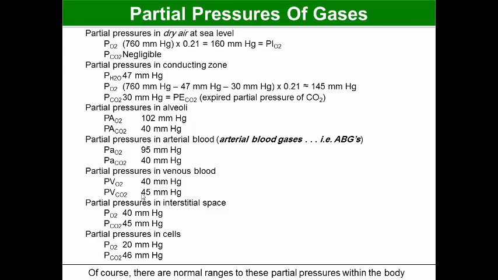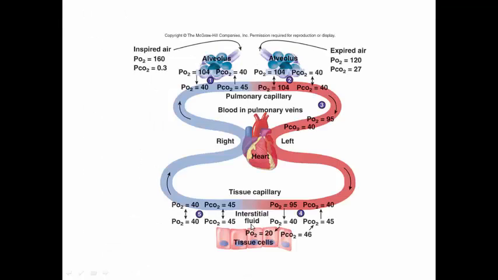In the interstitial space or interstitial fluid, which surrounds the cells of the body, the partial pressure of oxygen is 40, that of carbon dioxide is 45, and within the cells, the partial pressure of oxygen is 20, and that of carbon dioxide is 46. So this figure summarizes what we have just mentioned. So this is the inspired air when it is dry and at the sea level. Partial pressure of oxygen 160 millimeters of mercury. Partial pressure of carbon dioxide is negligible. It's approximately 0.3 millimeters of mercury.